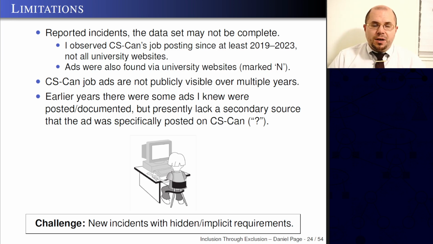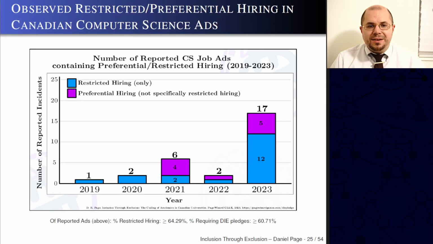A challenge with developing and collecting this data is that very often new incidents may have hidden or implicit requirements. I'm going to show you an example of this in a little bit. So here are the results I got for restricted or preferential hiring. Do notice that each year there have been increasing numbers. You might ask, what about 2022? This is actually where the disagreements on what preferential hiring is come in. I took them to be explicit, but many ads around that year were rather implicit.